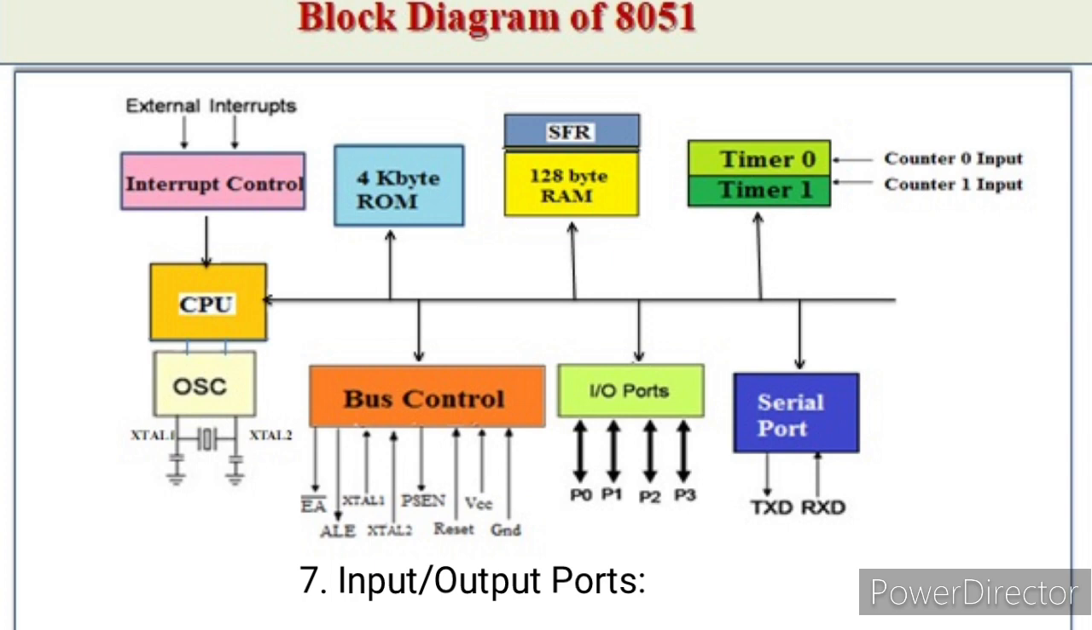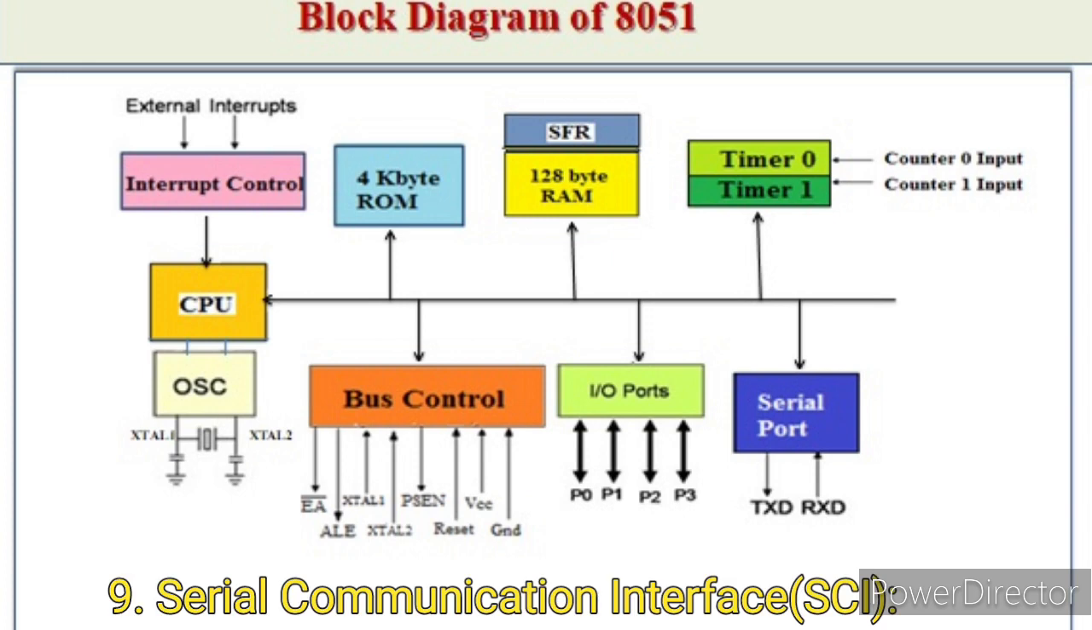Input-output ports: they have 4 8-bit input-output, I/O, ports that can be configured as either input or output. Timers and counters: they have two 16-bit timers/counters that can be used for a variety of tasks such as measuring time intervals, generating PWM signals, and counting external events. Serial Communication Interface, SCI: it has a built-in serial port that can be used for asynchronous serial communication.